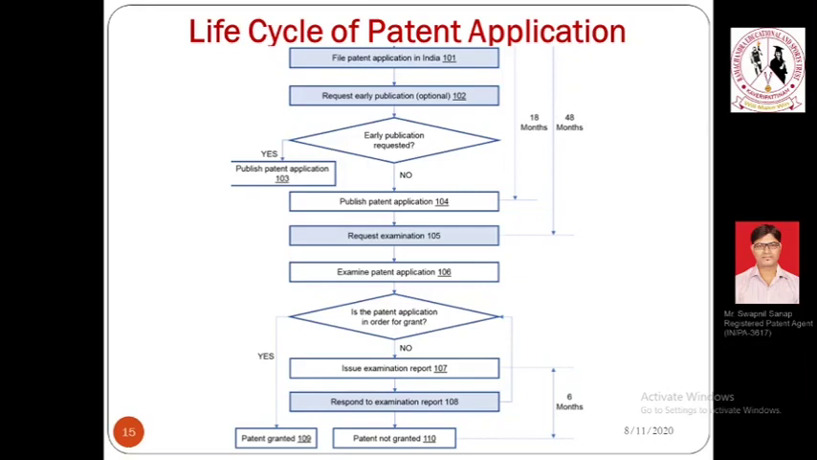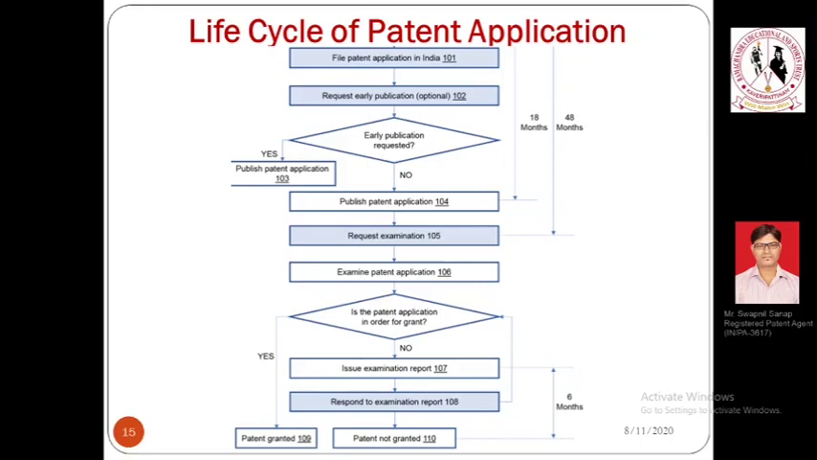Second is step number 2, 102. If you recall, yesterday we discussed that the government of India automatically publishes your application, which is mentioned in 104, and the time period for that is 18 months from the date of filing of the application. Let us assume a provisional application or complete application, whichever you have filed first. From that date till 18 months, the government of India waits, and after that they publish your application automatically free of cost.